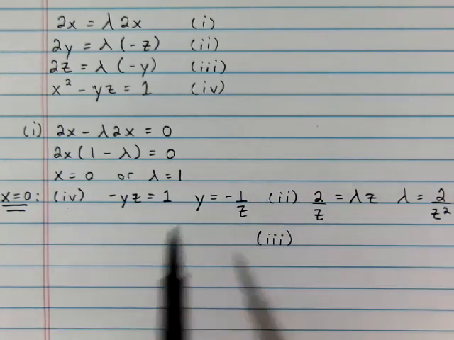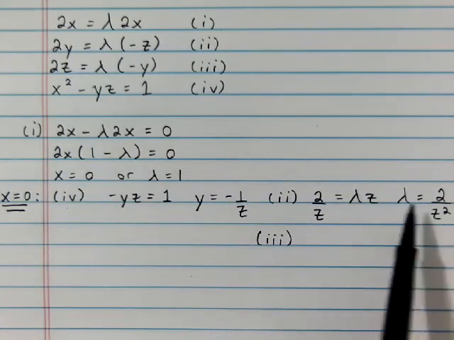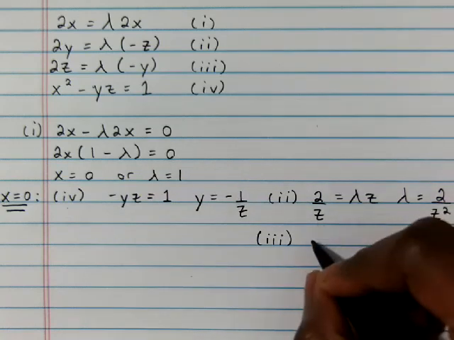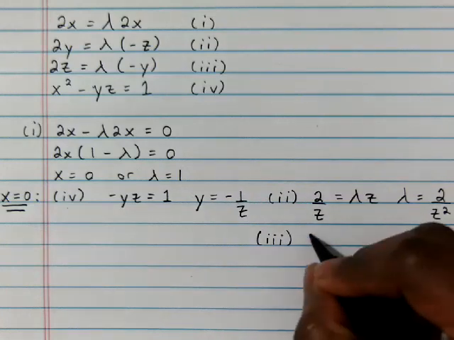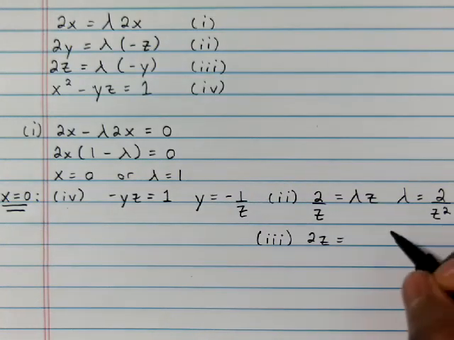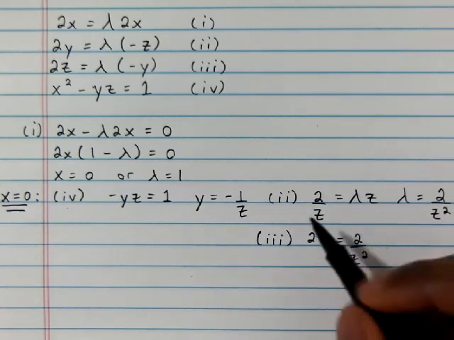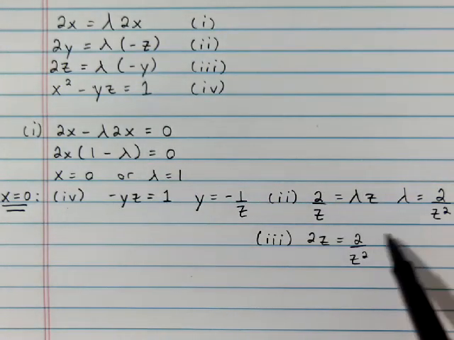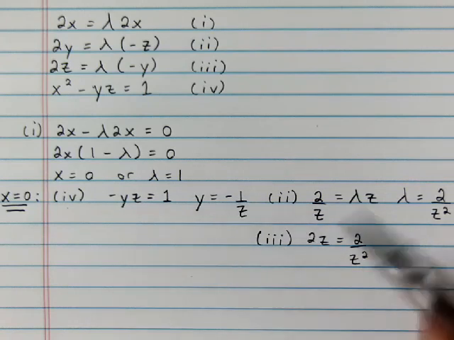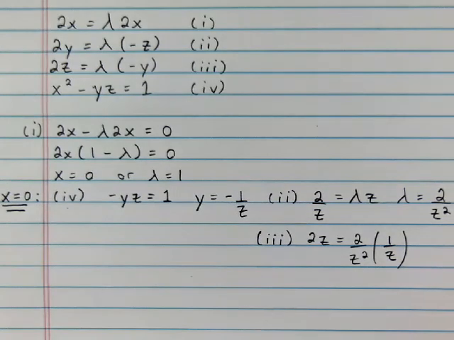When I put that into 3, we get 2z equals 2 over z squared times negative y. So I'm going to change that negative y so I have z's everywhere. So 2z equals lambda, which is 2 over z squared, times negative y, but we're dealing with all of this information right here. So negative y is the same as 1 over z. So times 1 over z, which makes our lives easier because now we just have z's in here. We can just solve this for z.